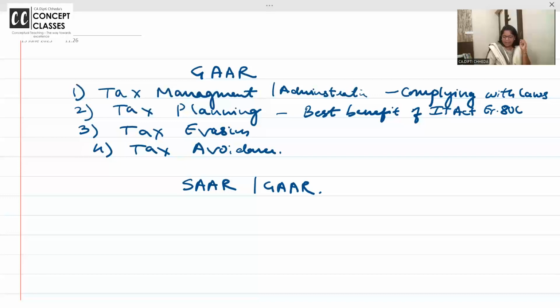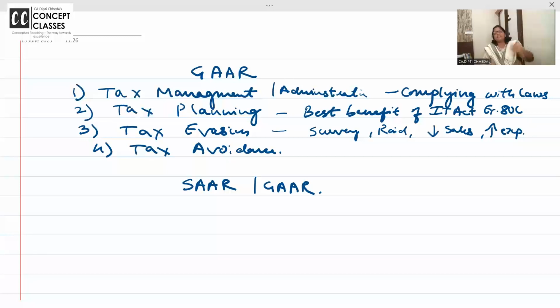It's like every chapter. This is the most dangerous one, not accepted. Generally, this is caught up in survey, raid, that is income tax search, tax evasion, tax ki chori karna. You are trying to suppress your sales and income. You are trying to overshow expenses by showing some fake expenses, ghost expenses, making payments to relatives.